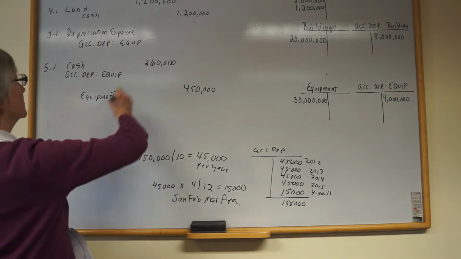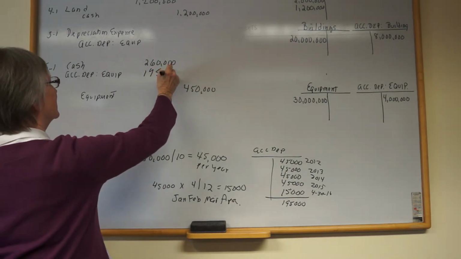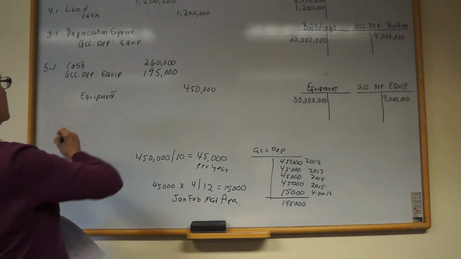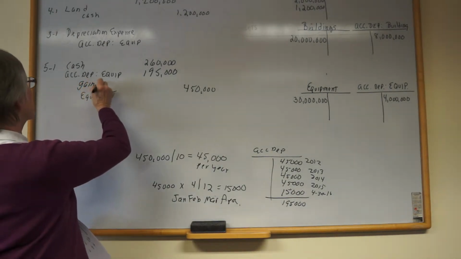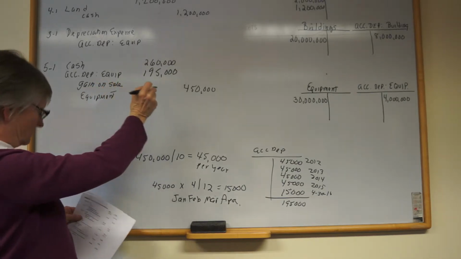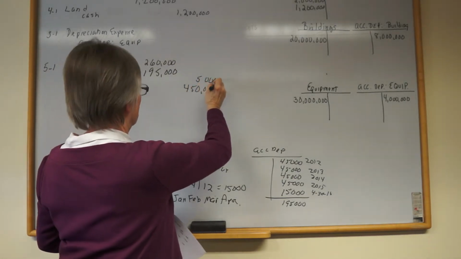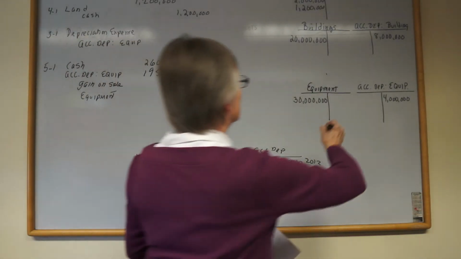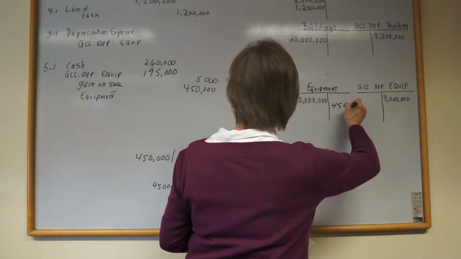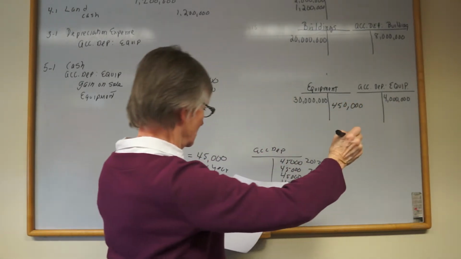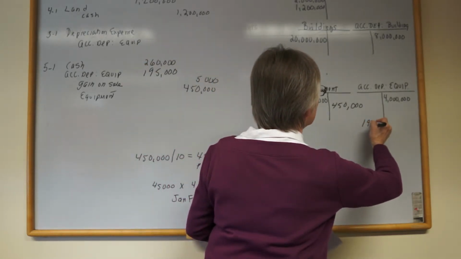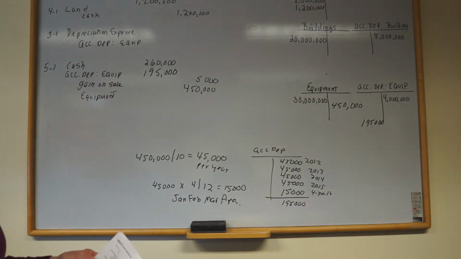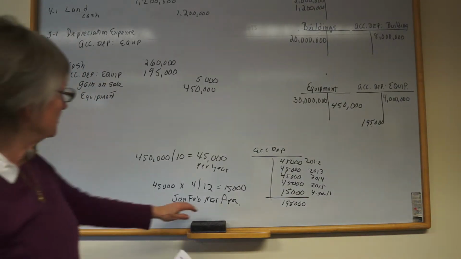And now we can finish our journal entry. 195,000 accumulated depreciation. And that means when we figure all of this out, we have a gain on the sale of equipment of $5,000. Okay, so let's post what happened here. We sold some equipment that cost $450,000. We removed $195,000 of the accumulated depreciation that went with that. And the rest we don't need to post because it won't show up in property, plant, and equipment.